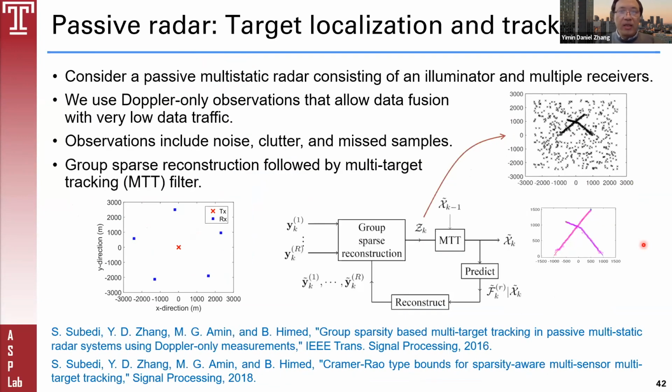We also use the passive radar to perform target tracking by using Doppler-only observations, because of the narrowband feature, it's much more convenient to use the Doppler observation. In this case, we are using multiple receivers. Doppler observation does not require updating really quickly and the information rate is really low, so we can achieve information fusion with really low data traffic. And by using compressive sensing, followed by the multi-target tracker, we can achieve really good estimation performance.